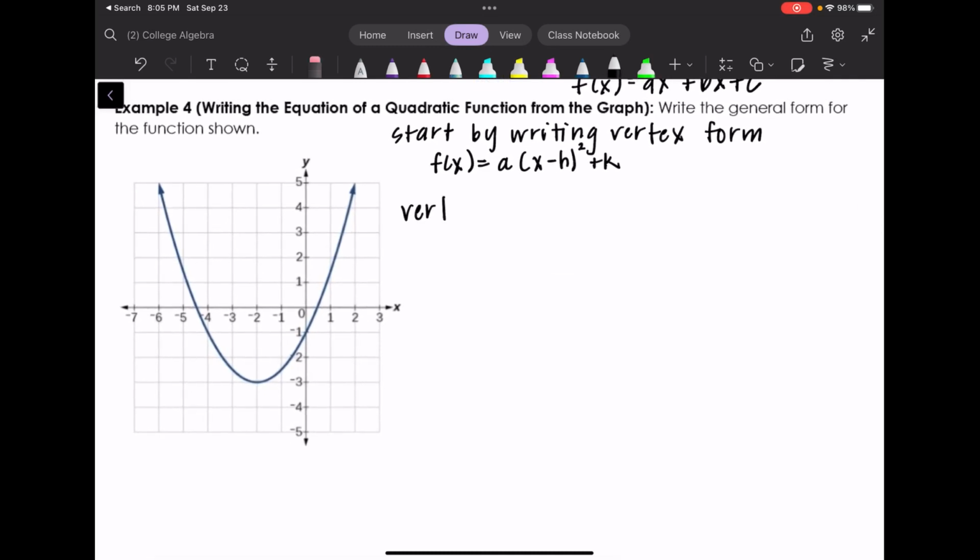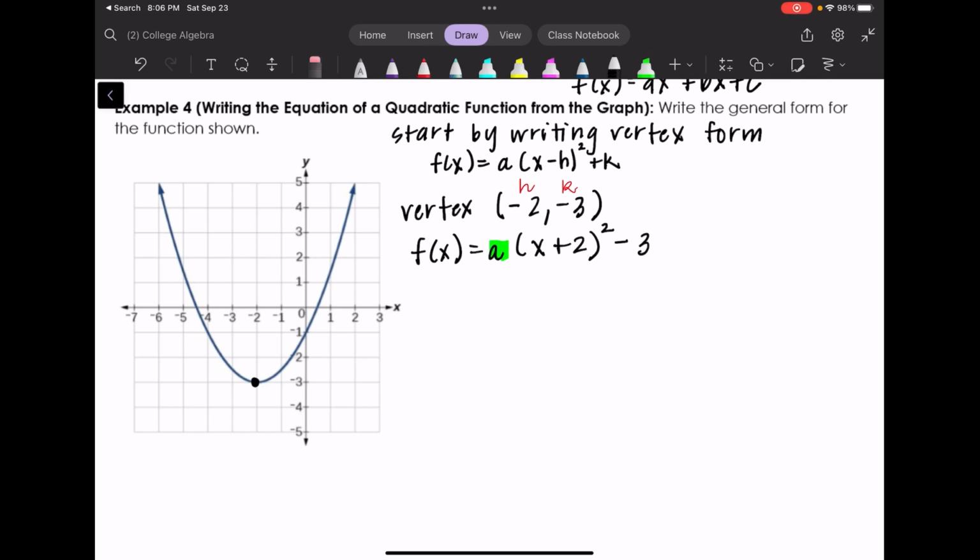So let's find the vertex from the graph, and it's located there. That's going to be -2, -3. So right off the bat, we know that this is h and this is k. So we'll go ahead and write it with those things plugged in. And so we'll have a times x plus 2 squared minus 3. And so the only thing I don't have that I need is this a value.